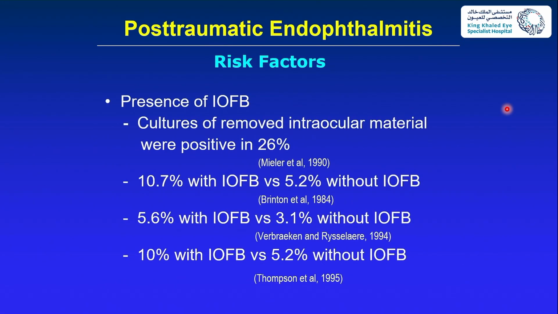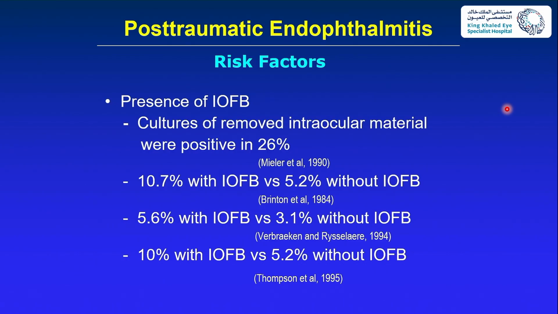So, presence of an intraocular foreign body. One study, a very elegant study, cultured the foreign body after it was removed from the eye using vitrectomy techniques. They found that 26% of these foreign bodies grew bacteria by culturing them. That means that these foreign bodies are contaminated. What does this mean? We need to remove this foreign body early.